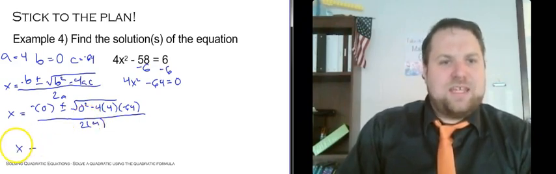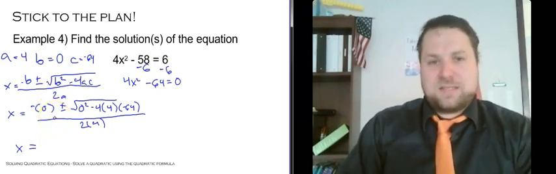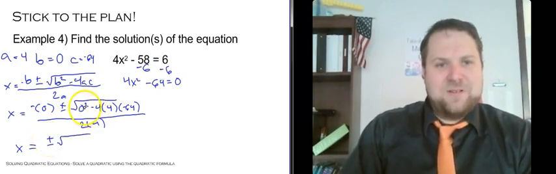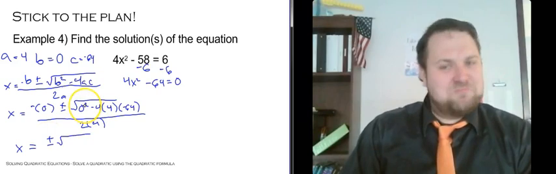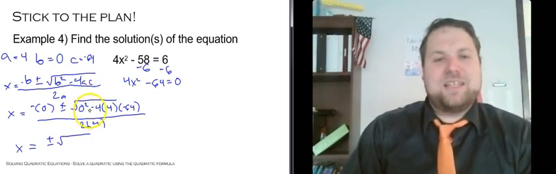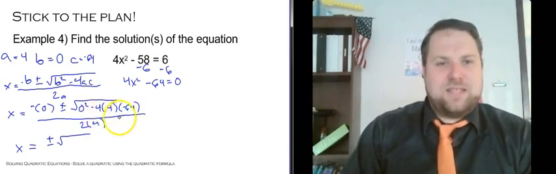So now simplify each area. 0 is unnecessary. I don't have to write that part down. So I just get plus or minus the square root of, again, this 0, unnecessary. 0 means nothing. I can safely leave it out of the equation. Negative 4 times negative 64 gives me 1024 over 8.